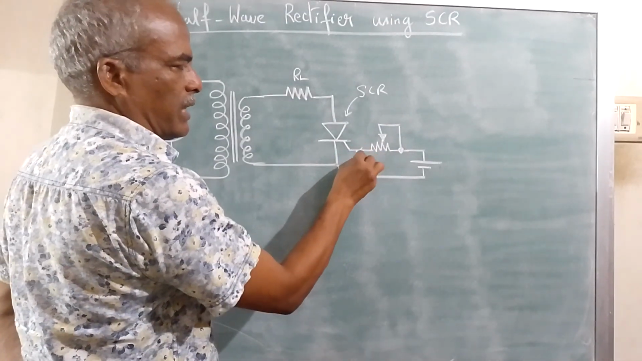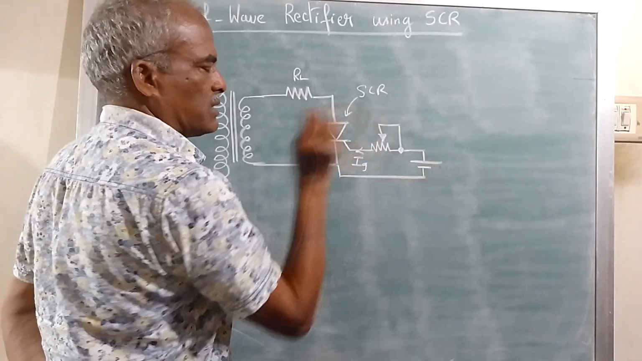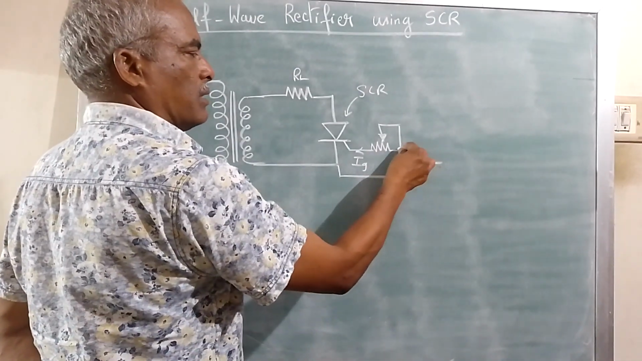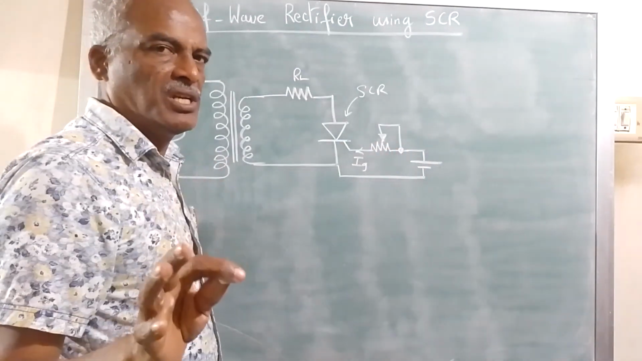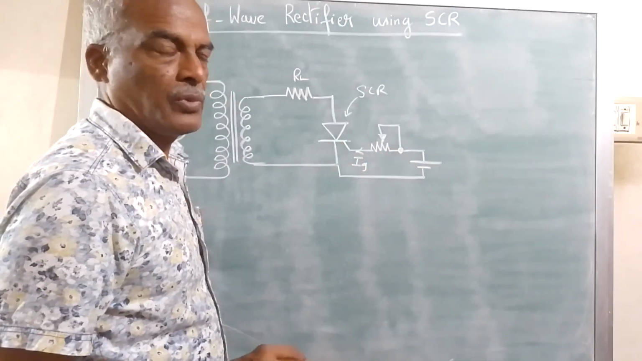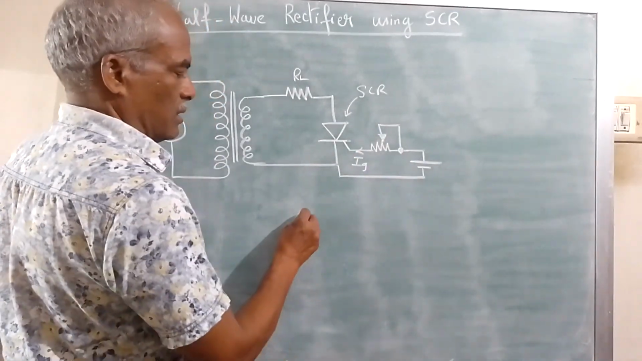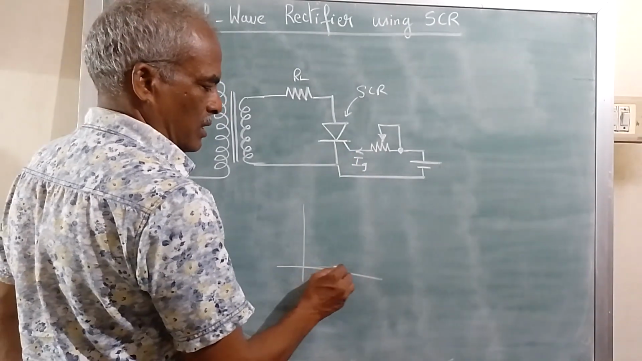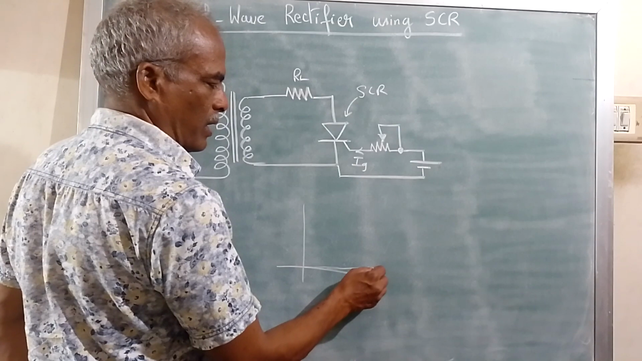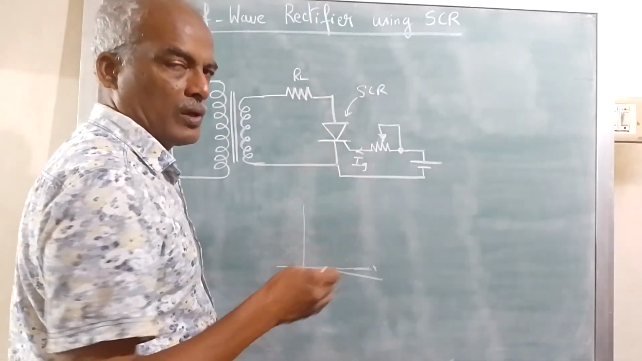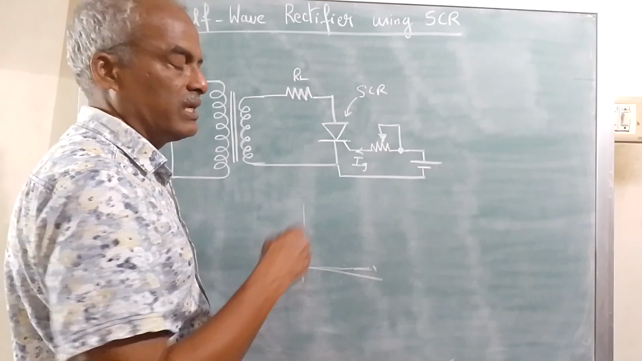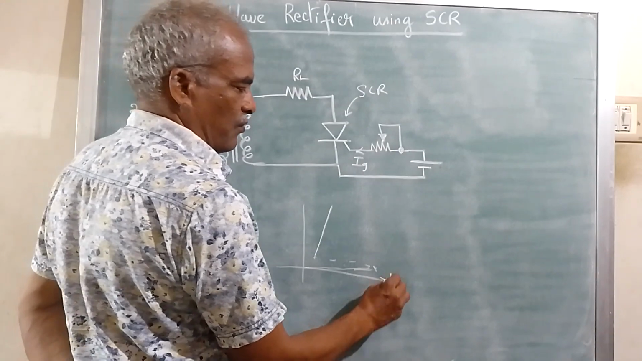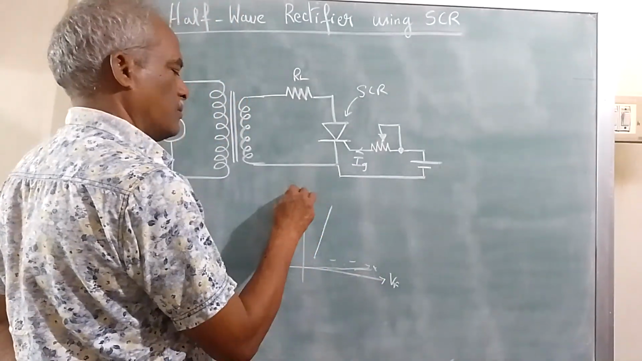So here we give the gate current. This is a DC source, so we are giving a gate current to the SCR. Assume initially there is no gate current. We all know the characteristic curve of SCR: when there is no gate current, some leakage current will flow, and at one point all the four layers will break down and then it starts conducting. The response will be like this. This is forward voltage and this is forward current.